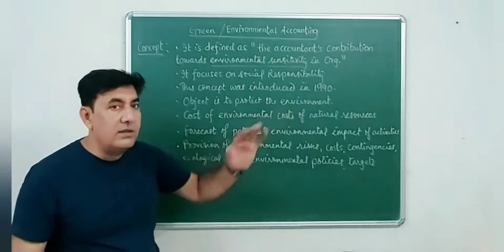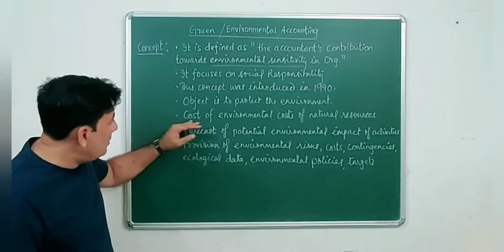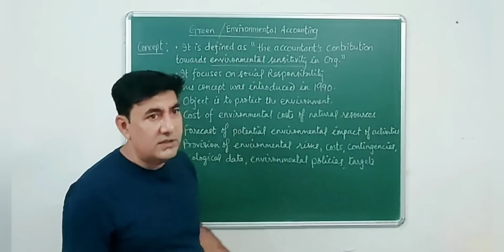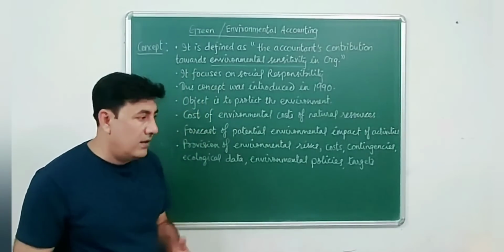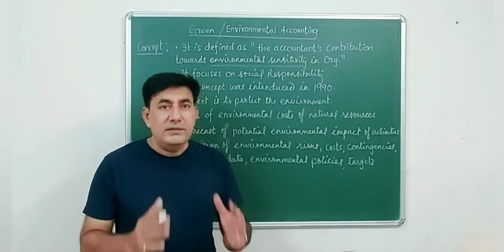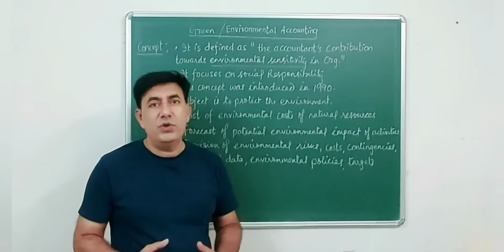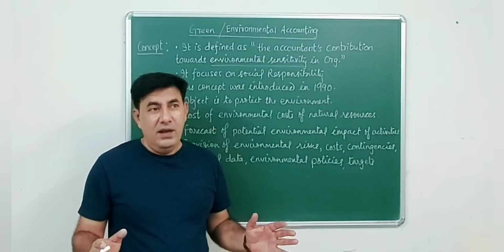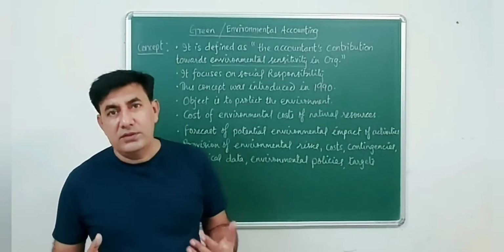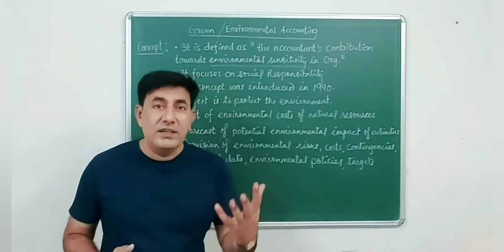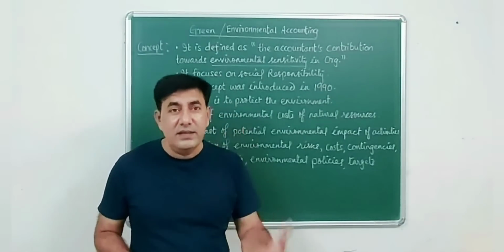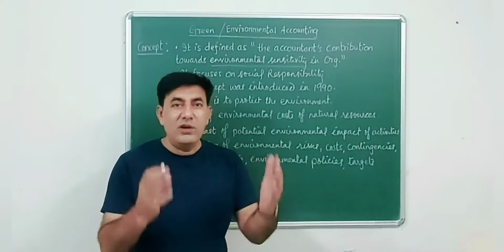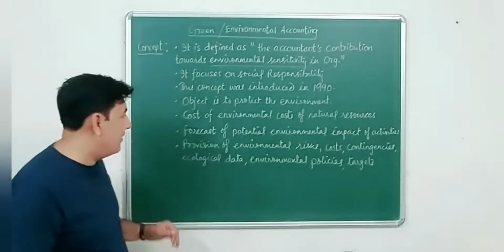The object is to protect the environment, the environmental cost of natural resources. There are many natural resources, like water, air, minerals. So as a business firm, you should use these resources judiciously. You should not waste the resources at any cost. And if we are wasting the resources, every resource has a cost, and that cost is determined by green accounting. So this is what this concept is all about.